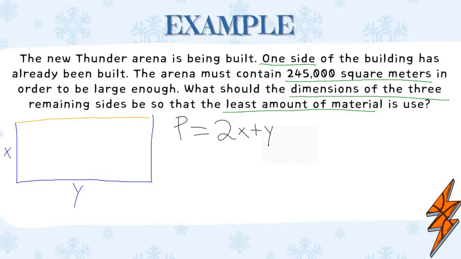The area. The area, okay. So what's our area going to equal? 245,000. Yeah, sorry. What's the equation of our area? X times y. Yeah. And then that equals 245,000. So then we can solve for one of those. Which one do we want to solve for? X. Sure.